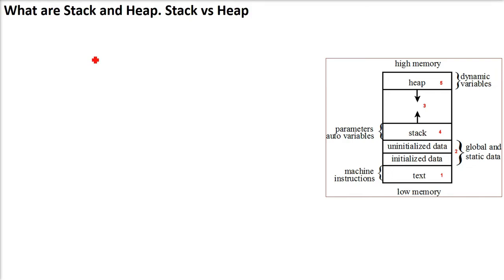What are stack and heap? Stack versus heap. In any programming language, whenever you are making a program, you are declaring and defining various variables. Where are they going to be kept in your memory? This is your random access memory. You are starting from low memory, that is 0, to some higher number.